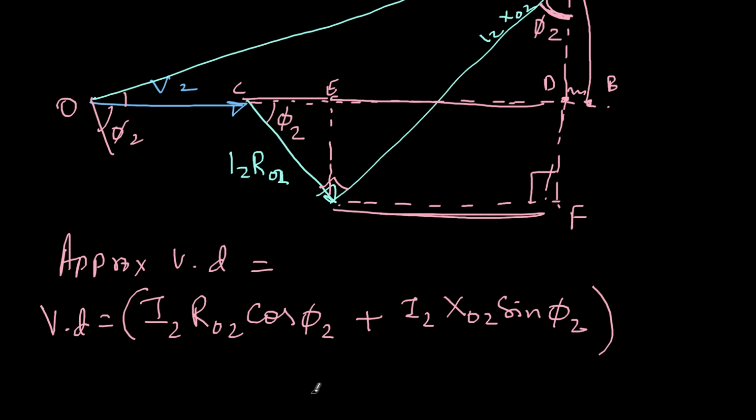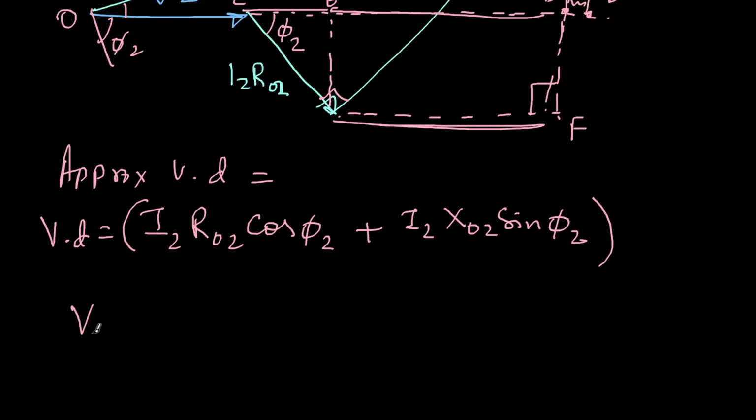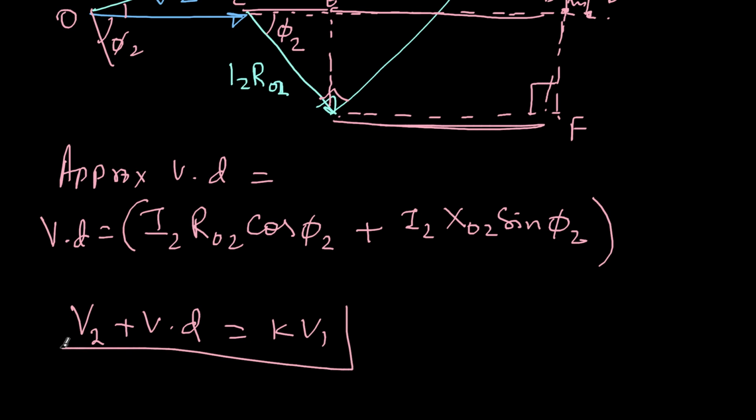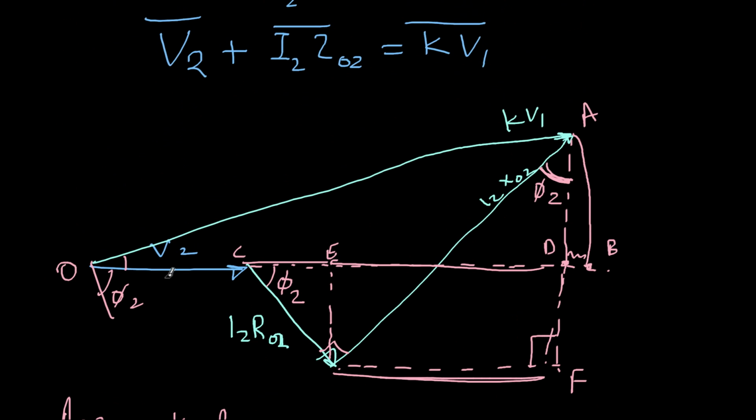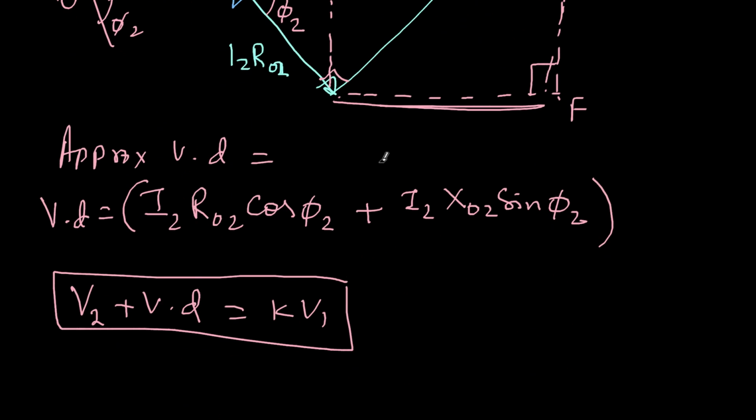And then if I want, now I can say V2 plus voltage drop equal to K into V1. So this also I can use. Of course here I cannot know what the angle is. So if I use this, if V2 angle is 0 and voltage drop angle is 0, then K into V1 angle, I will only get the magnitude of the terminal voltage V1. I will not get this angle. But this is a shortcut way of calculating.